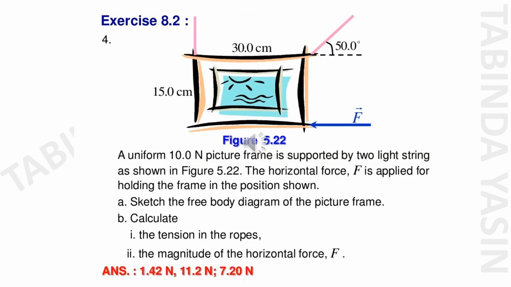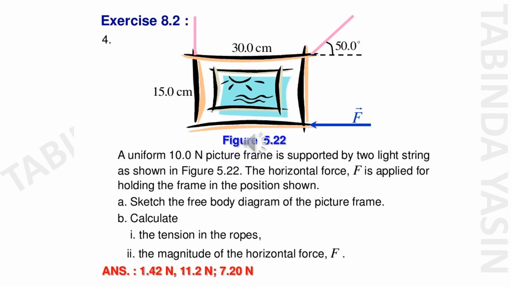You can see a frame of length 15 centimeter and width 30 centimeter, and the angle with the horizontal of the hanging is 50 degree, and the force is being applied from the right hand to the left hand on the horizontal face, that is F.